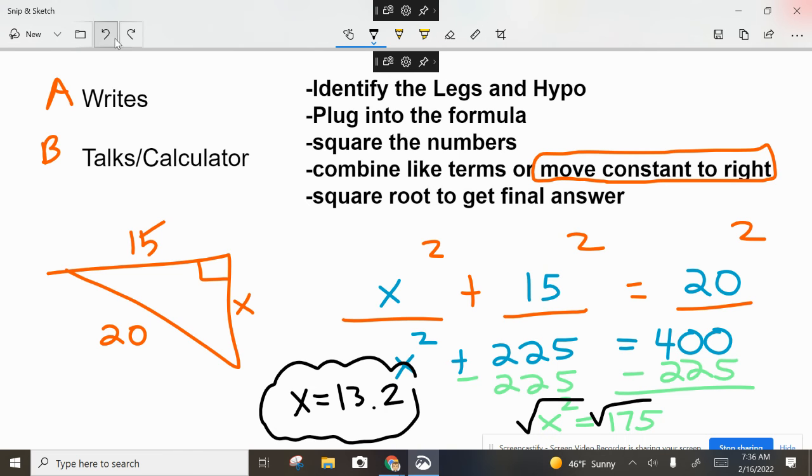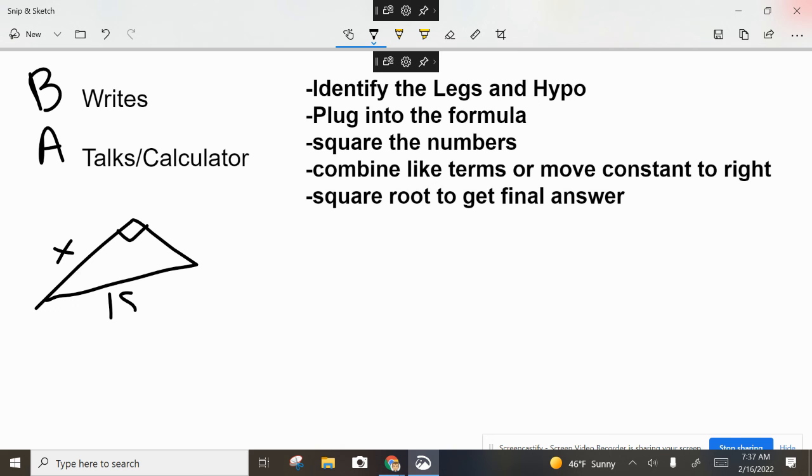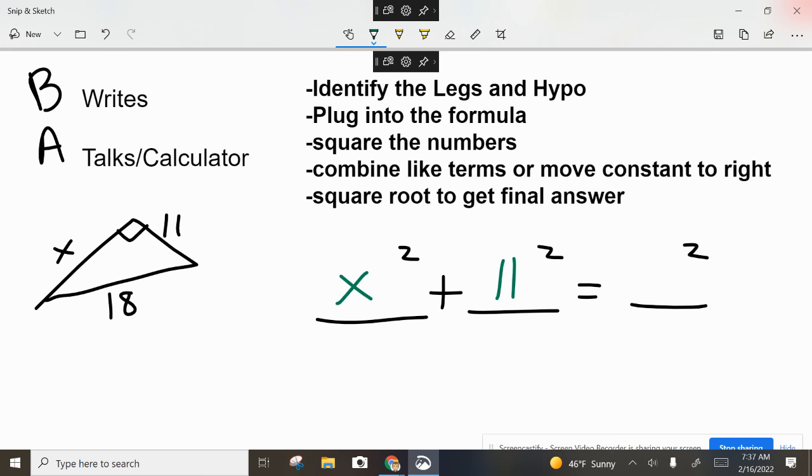All right, shoot. Who was writing? Okay, good. Let's go. B's writing, right? All right, let's go here, here, boom. And we're going to go x, 18, 11. All right, guys, go for this one. As we plug this in, making sure you identify your legs properly. All right, that's how you're going to mess this problem up if you don't do that properly.